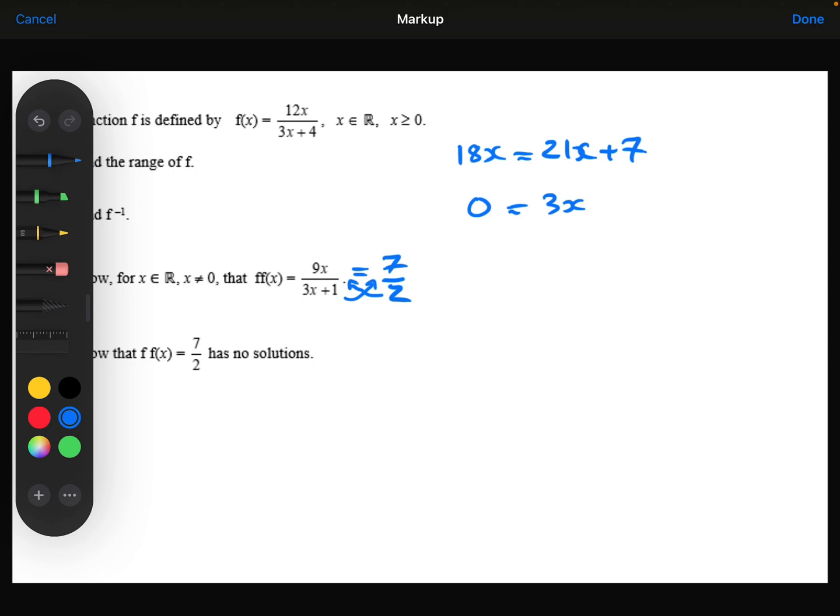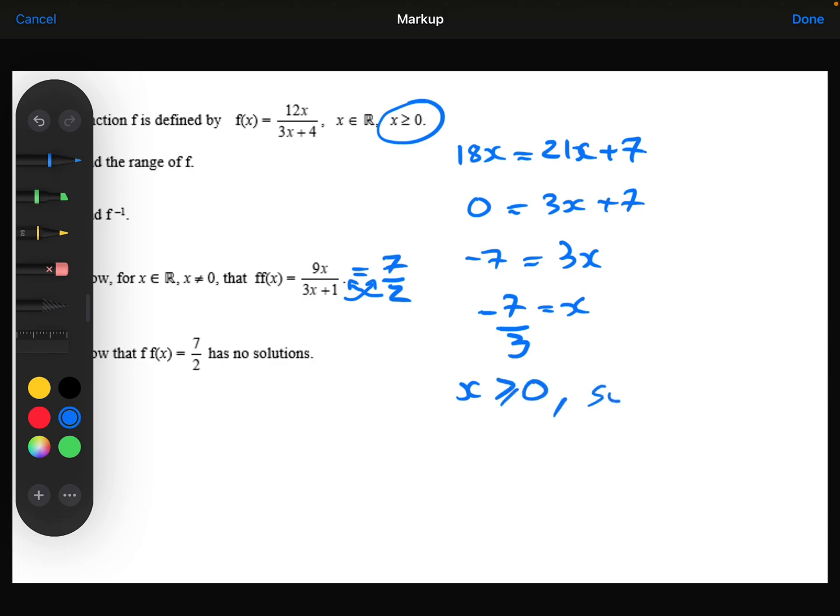Subtract the 18x from both sides. And I find that the only solution to this equation would be minus 7 over 3, but the function f of x is only defined for positive numbers. So x is greater than or equal to 0, so f of f of x equals 7 over 2 has no solutions.